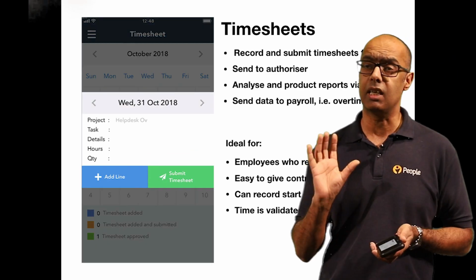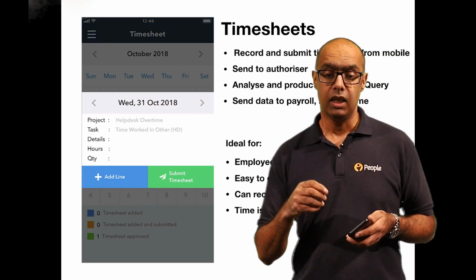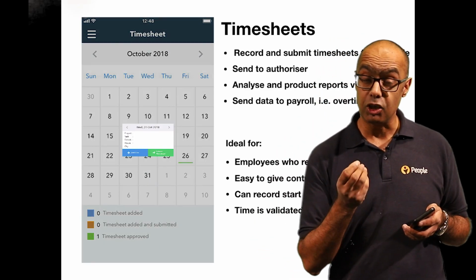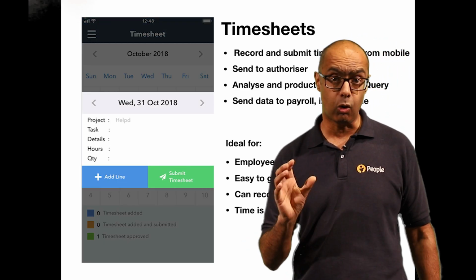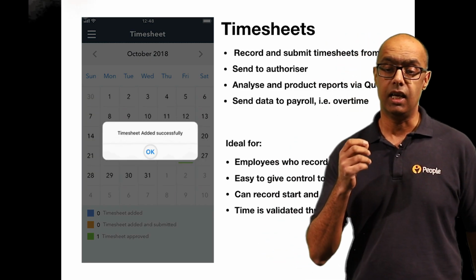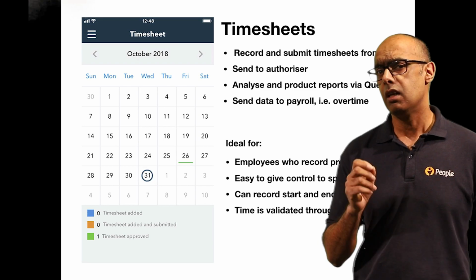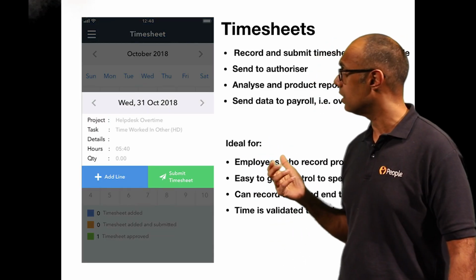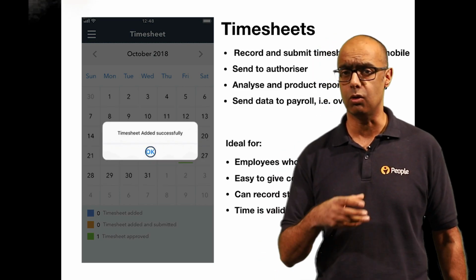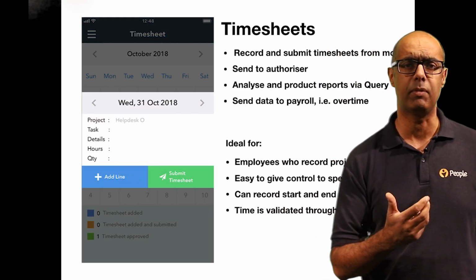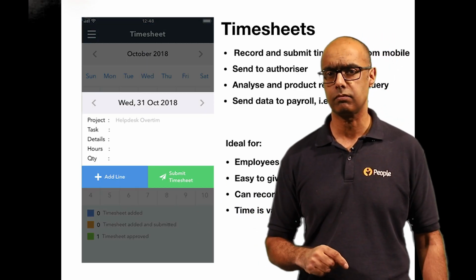Okay. So just to summarize, timesheets, it's absolutely ideal for project time. You can even give control to particular projects, so employees can only access the ones that they're supposed to do. And employees themselves can record the start and end times or just the durations. Okay. The key thing about project timesheets is that the time is validated by the authorizer. Okay. So once an employee fills in the timesheet, they hit the submit button, the authorizer gets a message, and they're able to approve it.